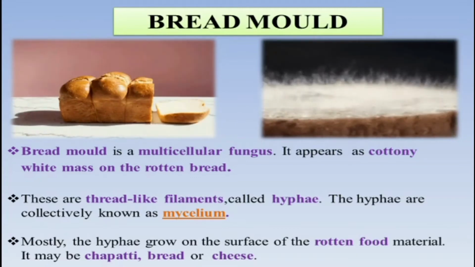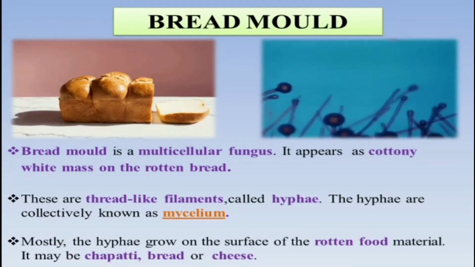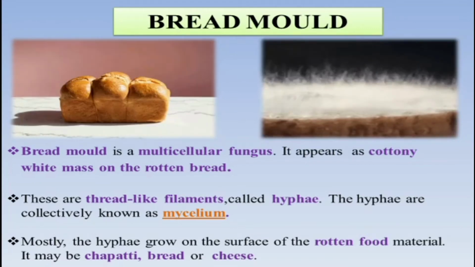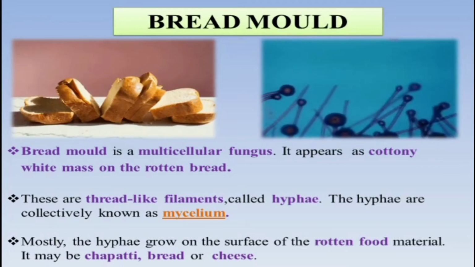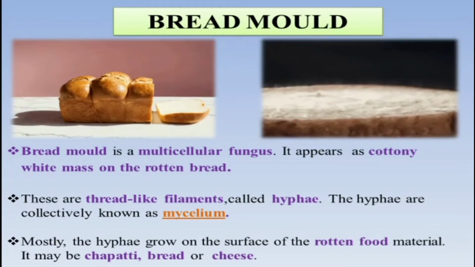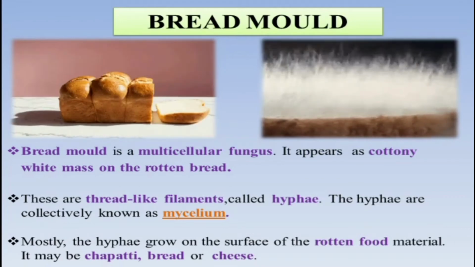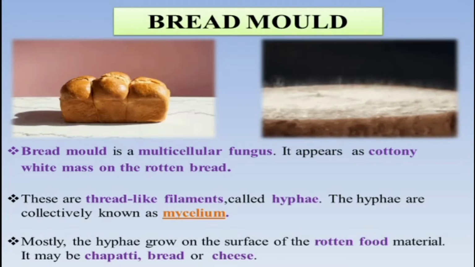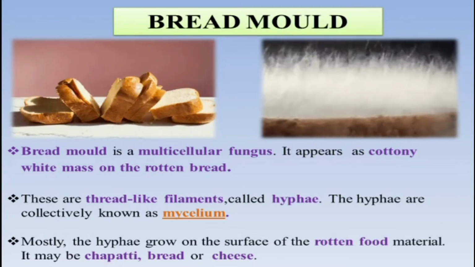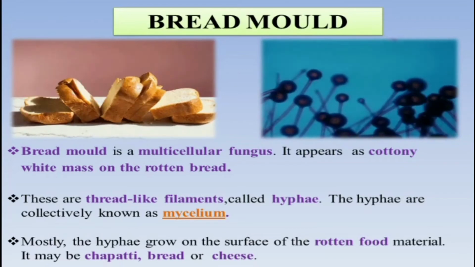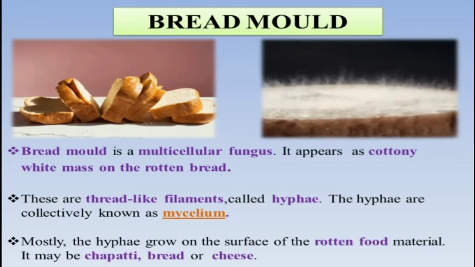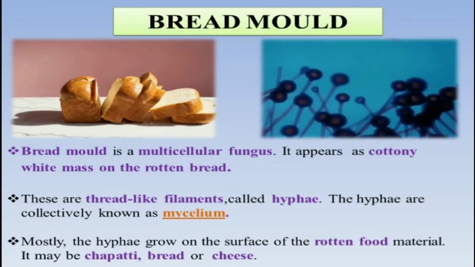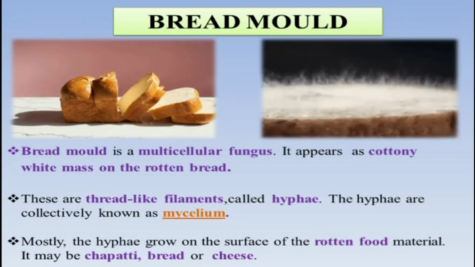Once the bread is no longer fit to eat, it is rotten, in a state of decay. A cottony, white mossy layer appears on the bread slices. What is that? These are thread-like filaments called hyphae. The body structure of bread mold is called hyphae, and the hyphae are collectively known as mycelium.